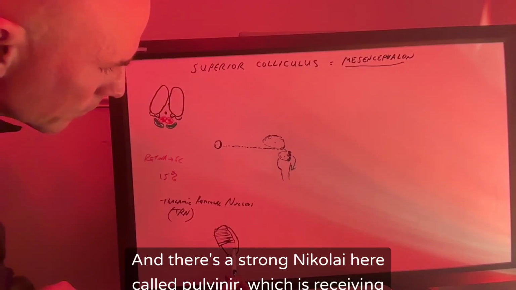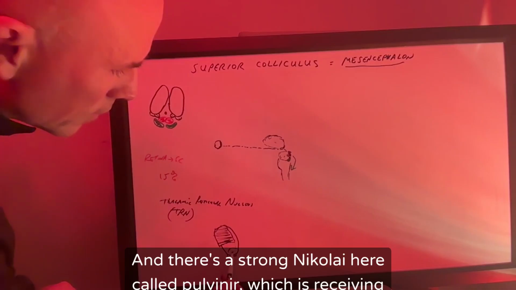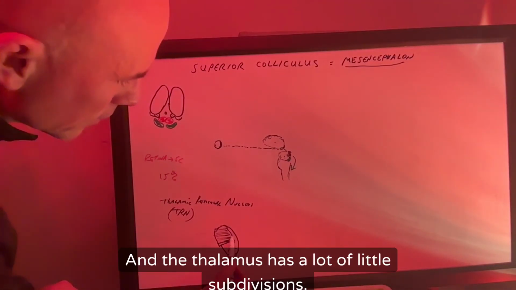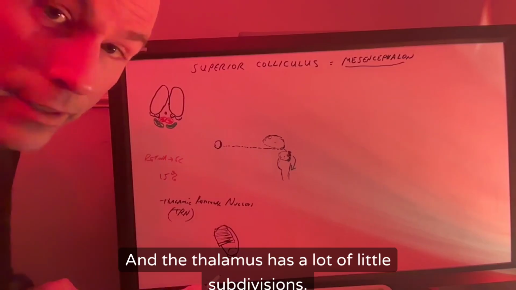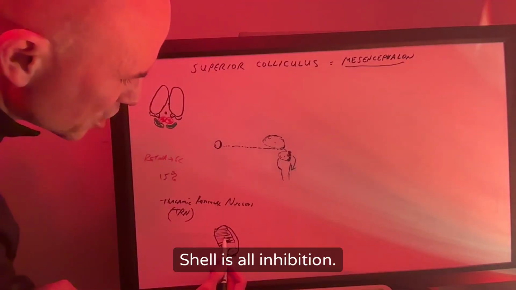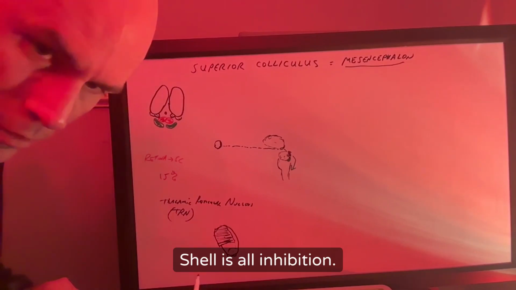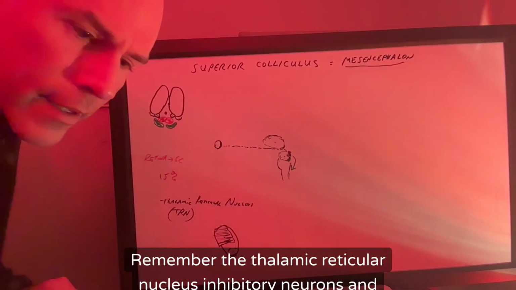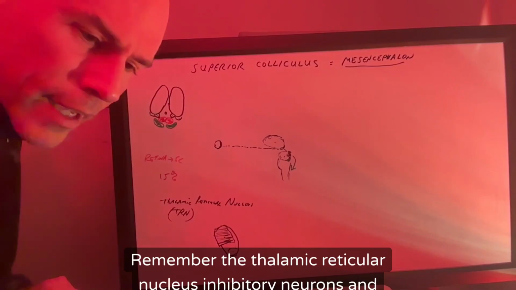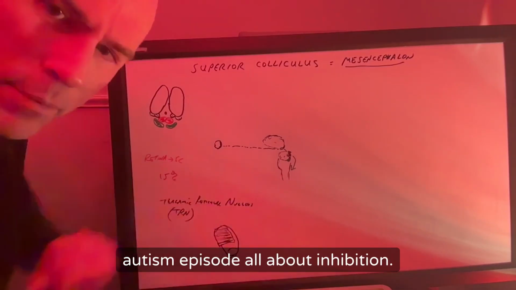And there's a strong nuclei here called pulvinar, which is receiving a lot of sensory inputs. Okay, and the thalamus has a lot of little subdivisions. So this shell is all inhibition. Remember the thalamic reticular nucleus, inhibitory neurons, and autism episode, all about inhibition.